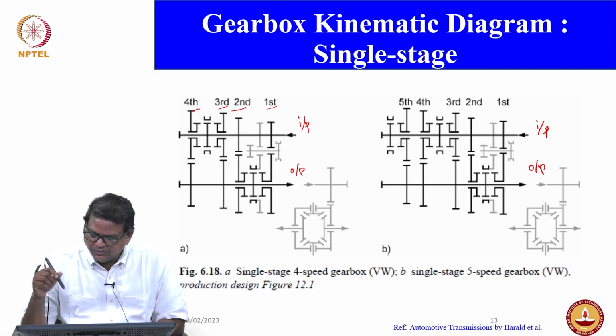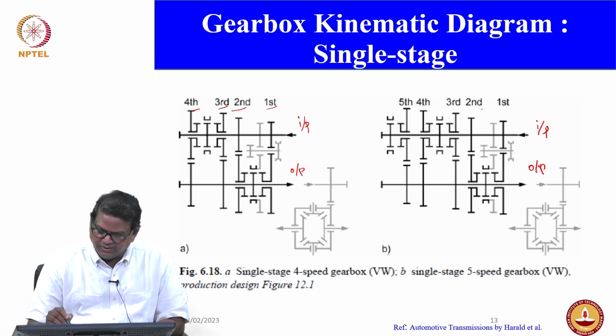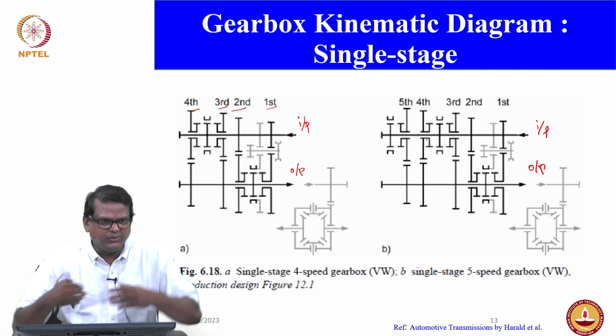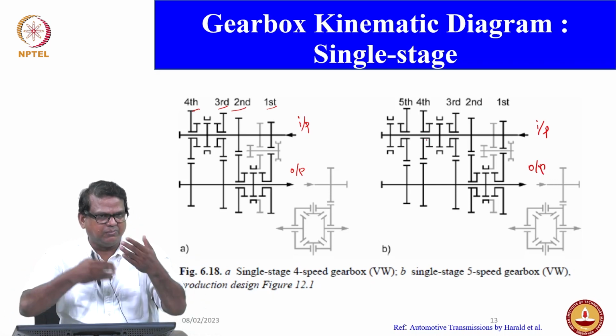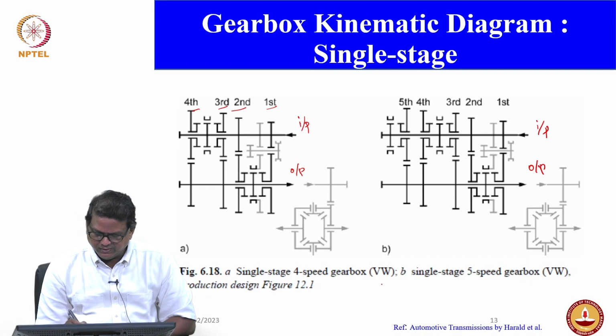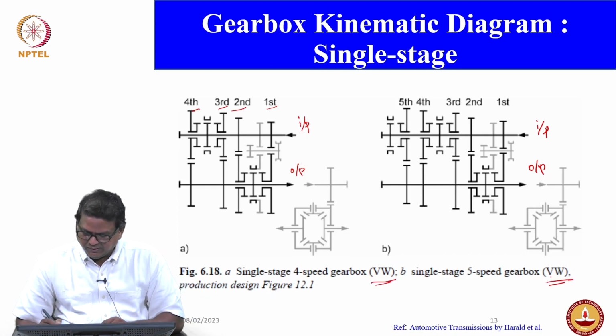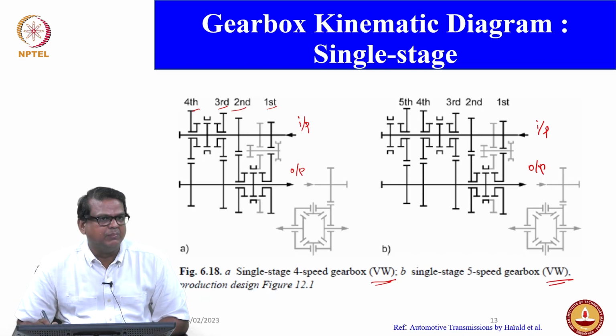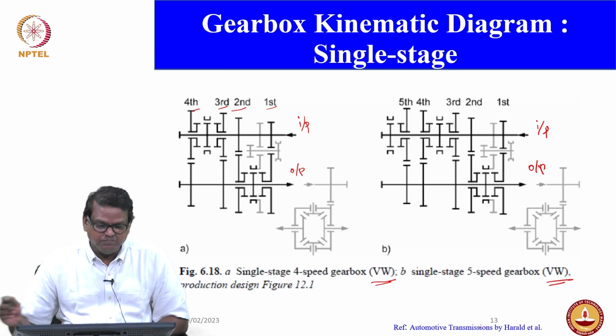Yeah, this is the output. So here also there are 5 gears, but only 2 shafts are there and the meshing and power transmission occur. Both are Volkswagen models. You can see that this is a Volkswagen model. I referred to Automotive Transmission by Harold Niemann. This is an excellent book. And this is for single stage.